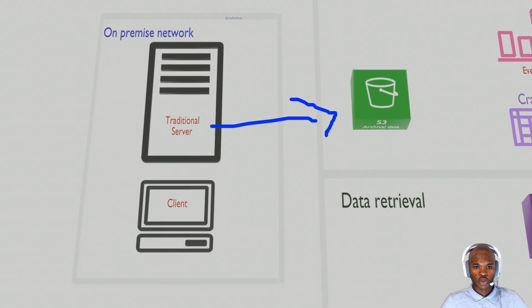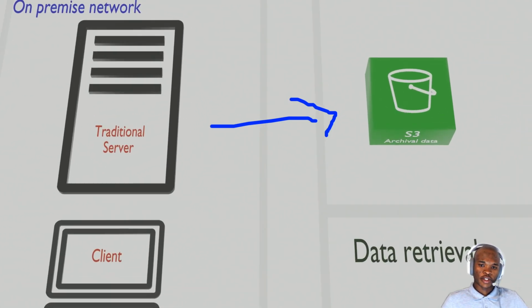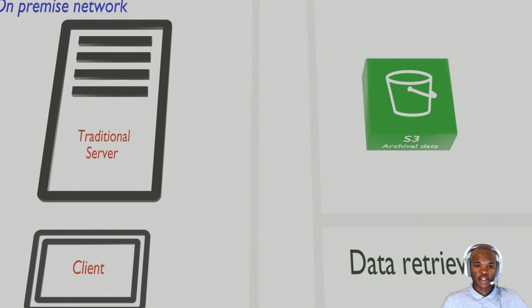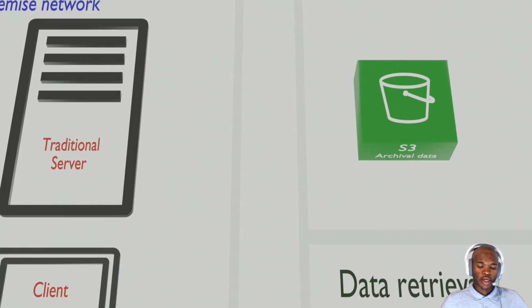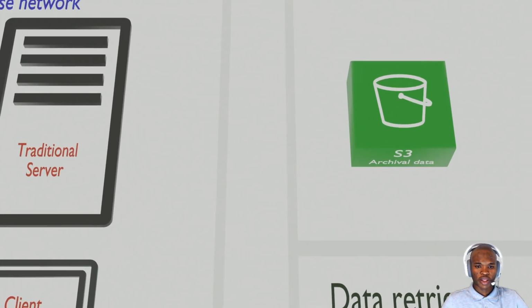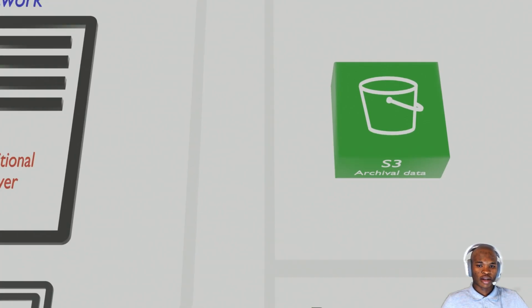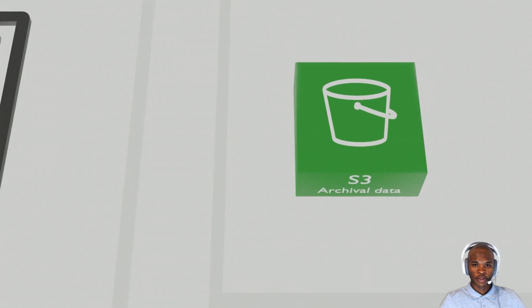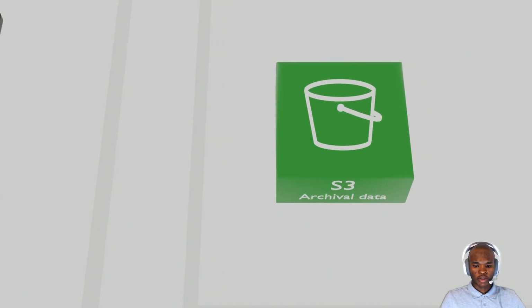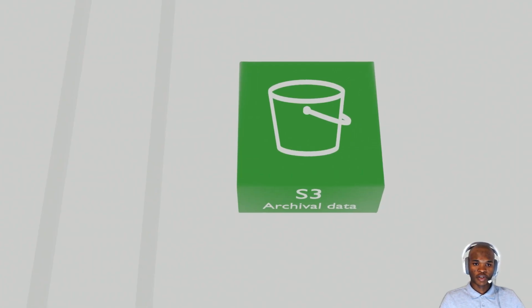Think of S3 as a huge, super secure online storage system. It is designed to store unlimited amounts of data. It makes data easy to access whenever you need it, anywhere in the world. So whether it's files, logs, images, S3 can handle all that safely and reliably. By the way, I'll leave a link in the description to the AWS documentation in case you want to read more about all the services that I'm going to mention in this video.